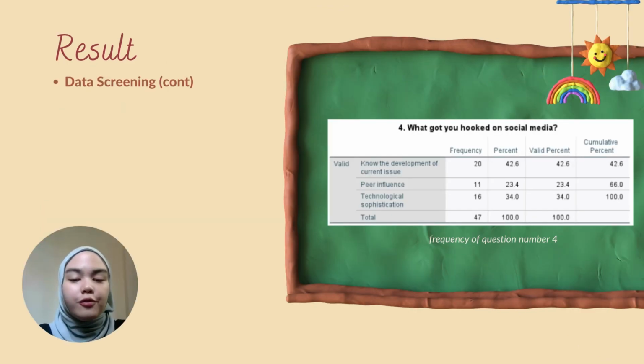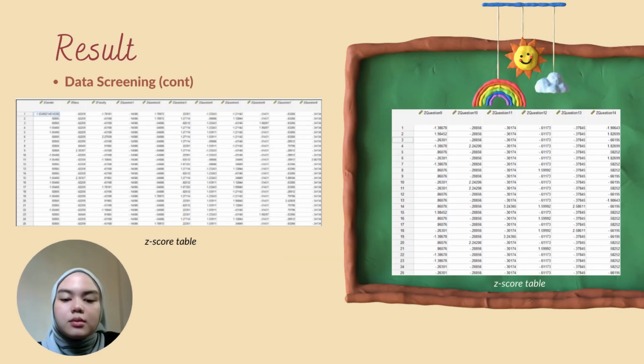We chose question 4 as an example for this presentation. The question is, what got you hooked on social media? 20 people said it is to know the development of current issues. 11 said it is peer influence. Another 16 said it is technological sophistication. In total, there are 47 respondents. Then here we can see the Z-score table for all the responses from gender to question number 14.